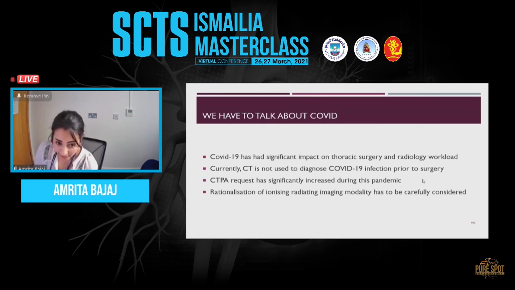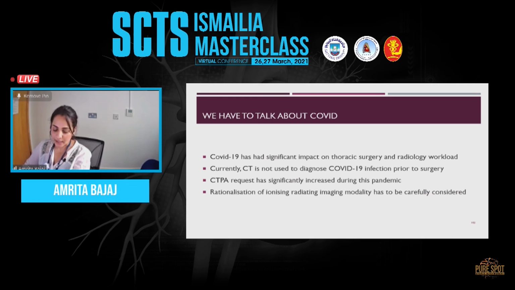So I'm going to just finish this presentation by talking about COVID, because we cannot not talk about COVID. The important thing is CT is not used to diagnose COVID because it's not thought to be as sensitive. But despite that, it has had a significant workload impact on both thoracic surgery and radiology, for two reasons. I think there is no doubt that if COVID is found at the pre-surgical time, or in and around the surgical time, whether pre or post, it carries a poor prognosis.